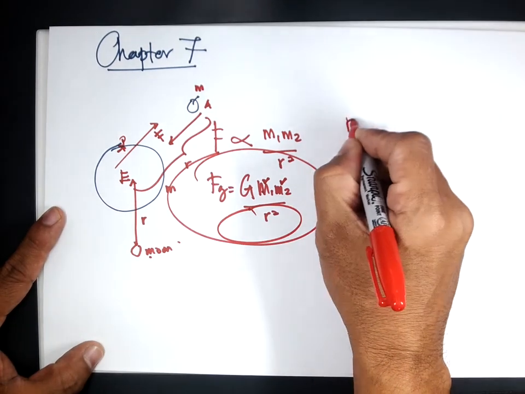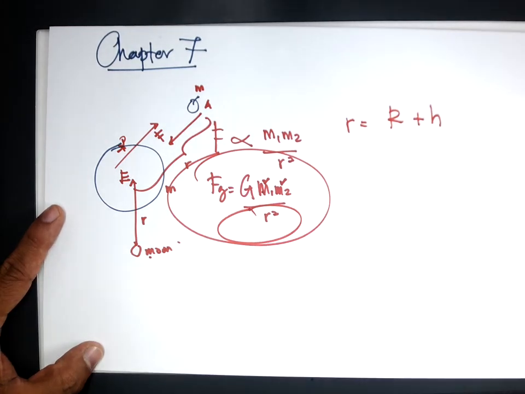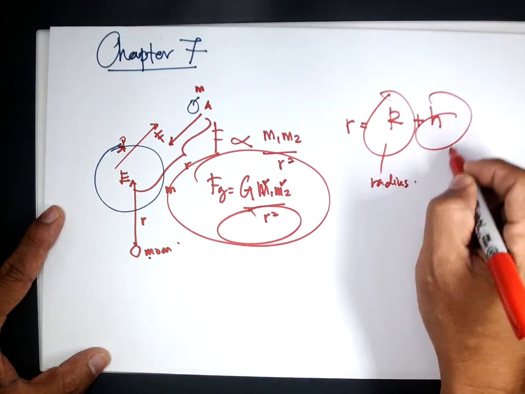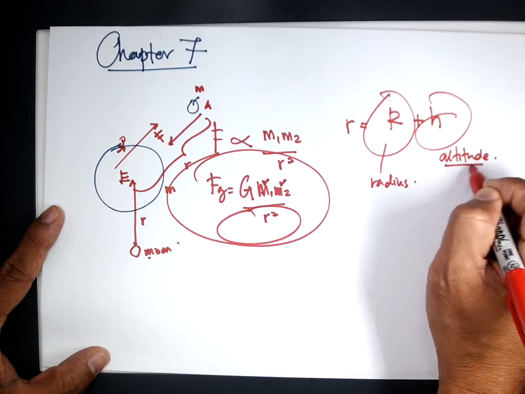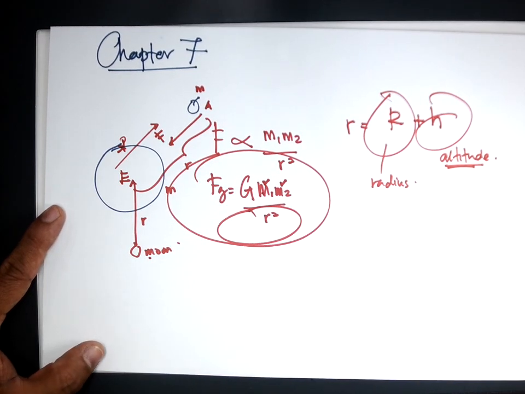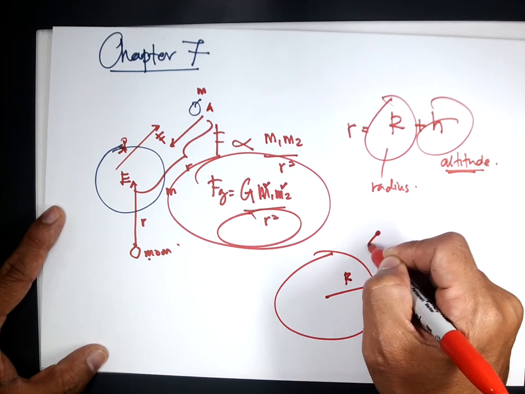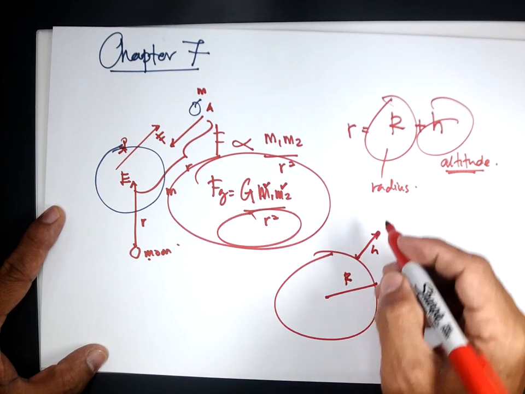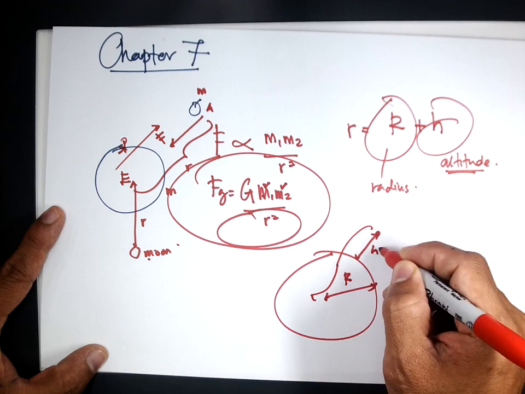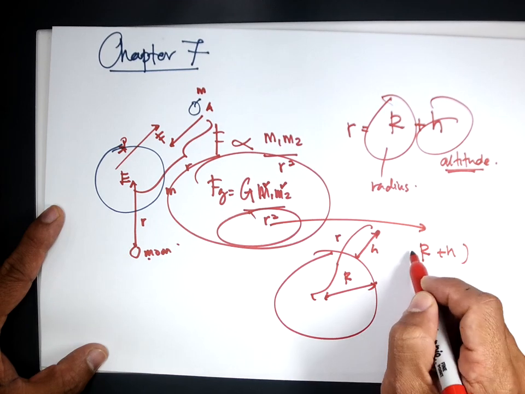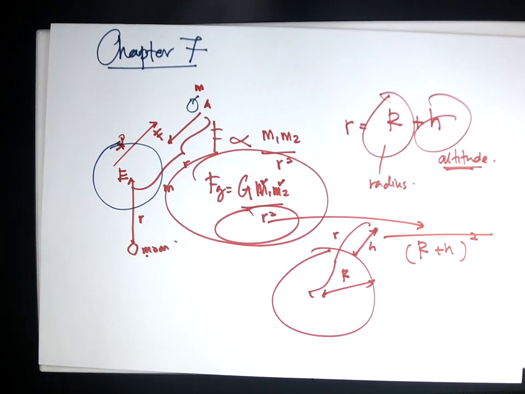So R is R plus H. Okay, let's say we are talking about the earth. This is the radius of the earth, and this is the altitude. What is altitude? Altitude means the height measured from the ground or sea level. This is the earth, this is the radius of the earth. You have a spaceship or satellite somewhere here. This is the H. So R plus H is the little r. So when you substitute inside here, you must use R plus H and then square it. That is a typical mistake that always happens. So everything is just about that.